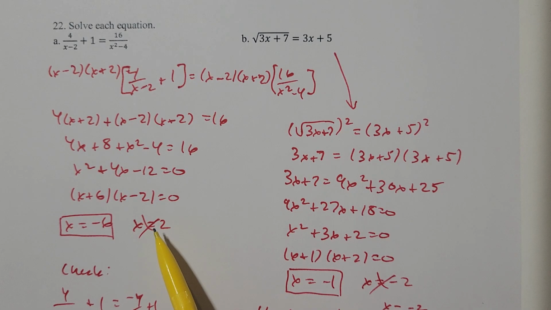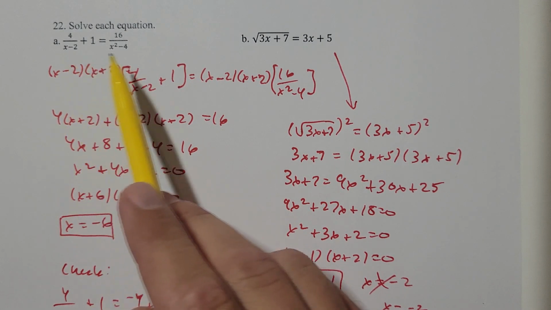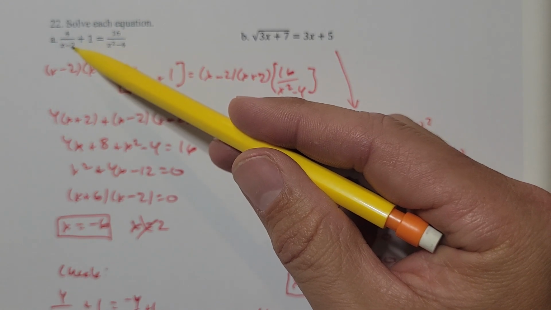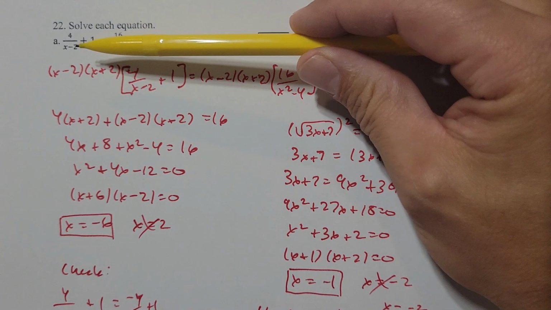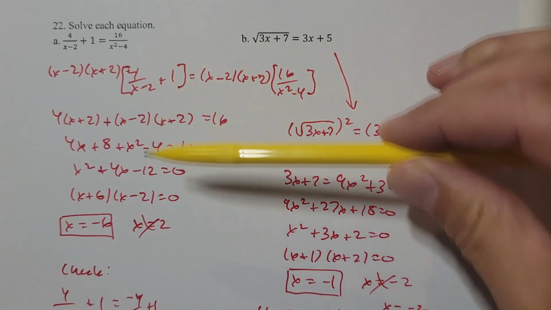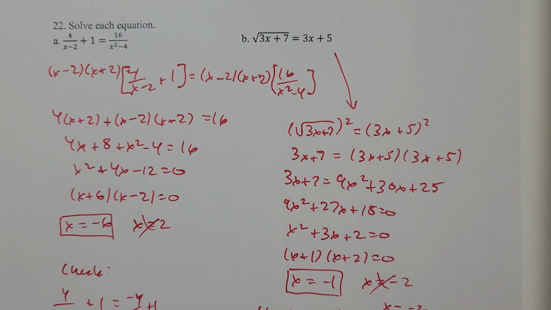So if I plug in 2 into the original equation, always plug the numbers into the original equation, then that's a problem, right? If I plug in 2, I know I can't divide by 0. Okay, so 2 would be an extraneous number. Throw that number away.